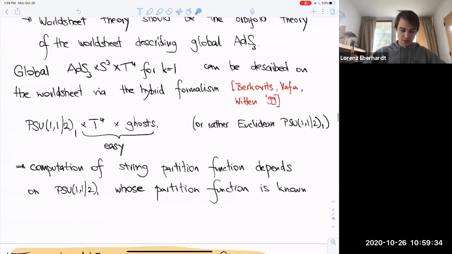Good. So essentially all we need to know is the partition function of this PSU(1,1|2) level 1. Then we know what we need to do. We just need to take the orbifold by the corresponding subgroup of this PSU(1,1|2) and use CFT2 techniques to compute the orbifold partition function. And that will give us the string partition function as well, if we impose all the physical state conditions that come from the BRST cohomology here. Okay, so that's the plan.